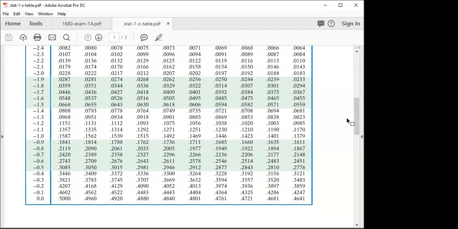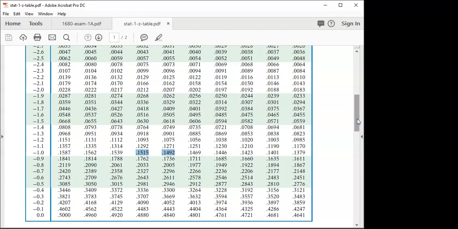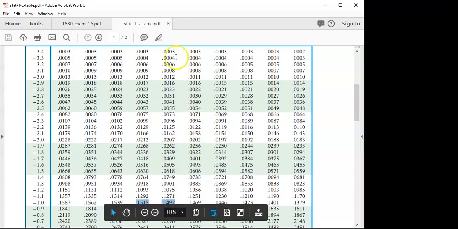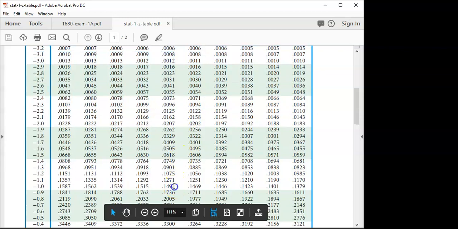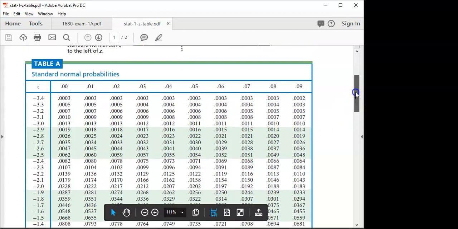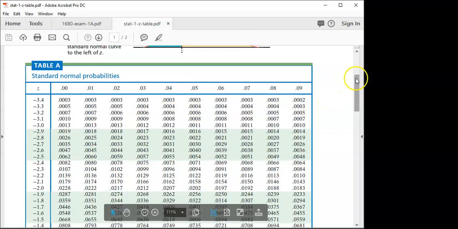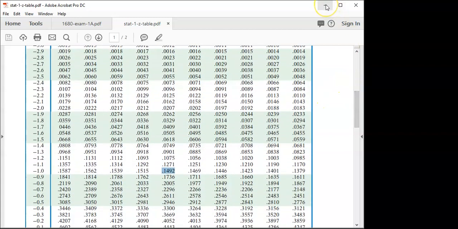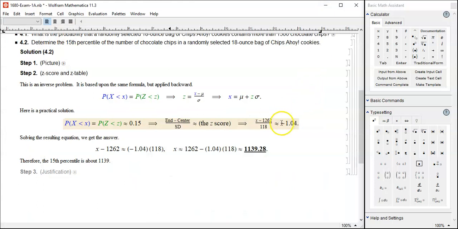And 15%, 0.15, where is it? Well, here we go. 0.1515, 0.1492. Well, what's closest? I would say 0.1492 is closer, and that corresponds to negative 1.0, and the second decimal is 4. So negative 1.04 is my z-score. Negative 1.04 is my z-score. You see, that came from your table.